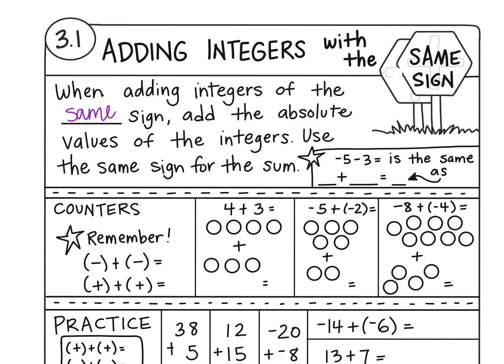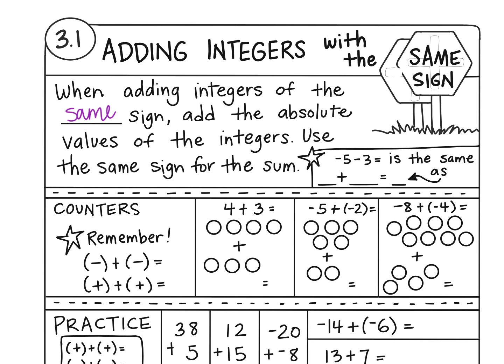Okay, so you're going to add the absolute values of the integers. Use the same sign for the sum. Just a refresher. Sum is what? Result from adding. The answer or the result from adding 2 or more numbers, okay?